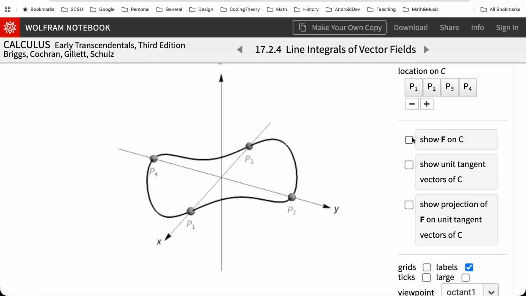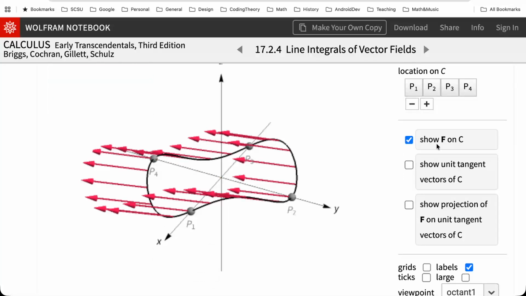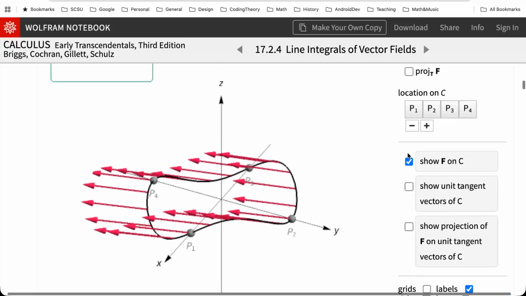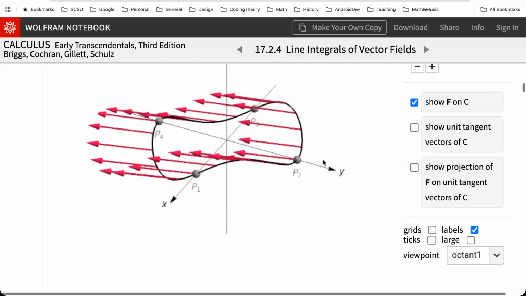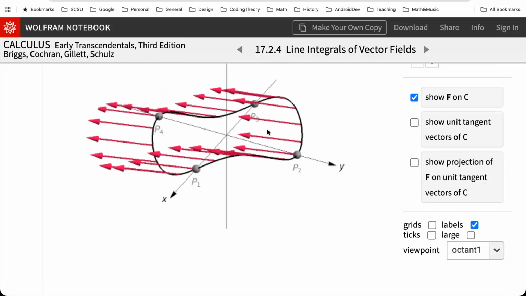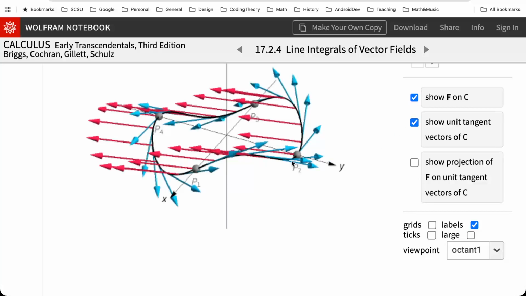Okay. You can show F on C. F is a particular vector field. It doesn't matter what it was really, but it was defined previously. That's a vector field. It happens to be, looks like they're all pointing in more or less the same direction. Our unit tangent vectors, those are the guys that point along the direction of the curve. And at each point along the curve, we're going to take a dot product of a red vector and a blue vector, getting a number.